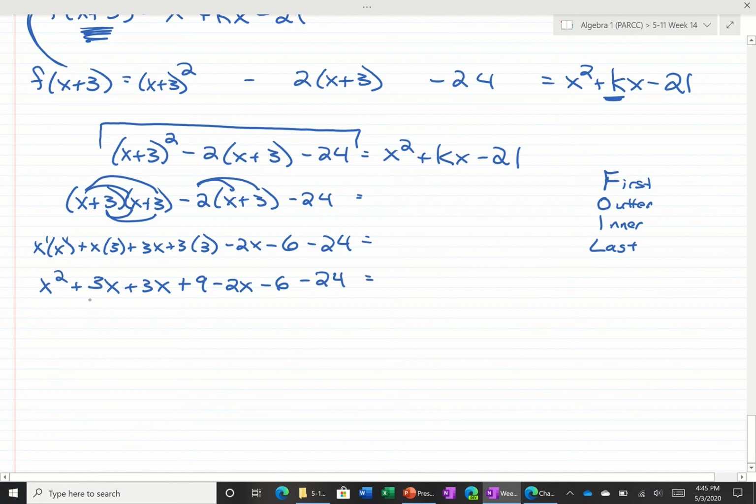So let's combine our like terms. I see all these x's. So we get x squared. 3 plus 3 is 6, minus 2 is 4x. And then we have 9 minus 6 minus 24 is negative 21. And remember that was equal to x squared plus kx minus 21.